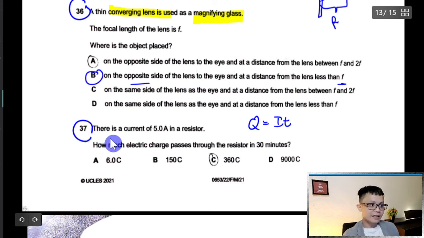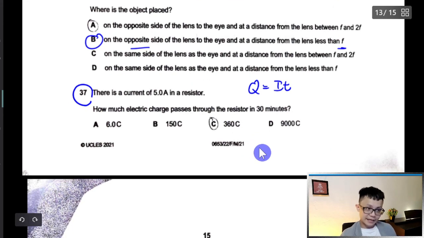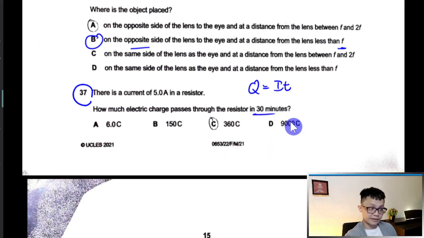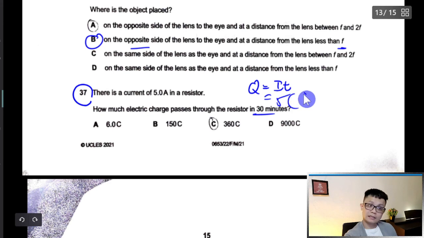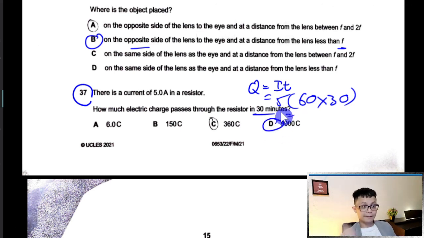37. There is a current of 5 ampere in the resistor. How much electric charge? So this is the formula. Again, I think many students will get this question wrong because they didn't convert to seconds. Here it is 30 minutes. If you just times 30 minutes, you will not get the answer. The formula for coulomb, Q equals to IT. I is 5 ampere. T is 60 seconds times 30 minutes. You will get 9,000. So the answer will be D.